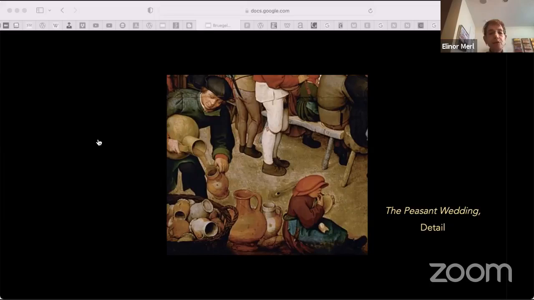This is Flanders, what is now Belgium, and it makes great sense because beer is made from grain, the very material that is so much part of the life of these peasants. They're growing it, harvesting it, and here they're participating in a wedding that's taking place on the thrashing floor.